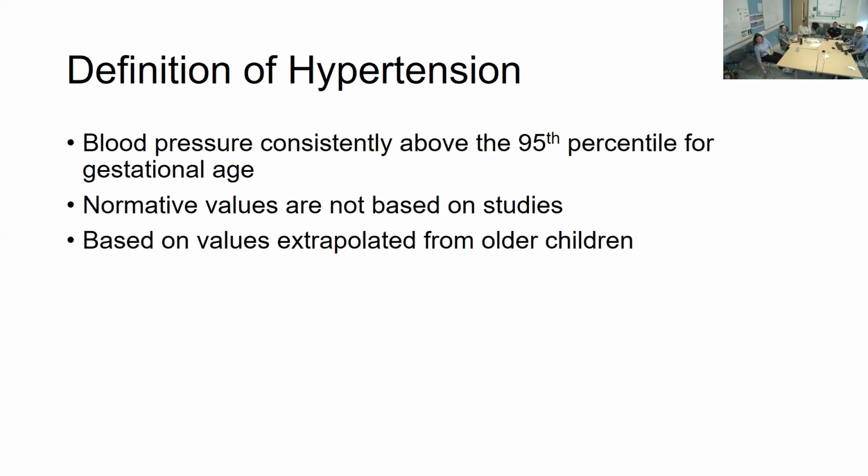That's what I would do. So the way that we define hypertension in this age group is if blood pressure is consistently above the 95th percentile for gestational age. And again, like I said, these are extrapolated data based on older kids, so it's not exactly based on regularly measuring blood pressure in these infants. So they're not perfect, but they give us something to go off of.